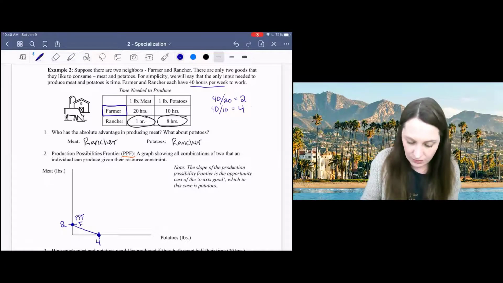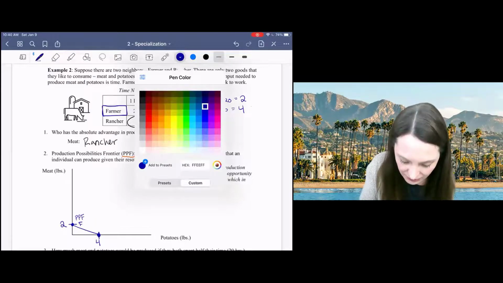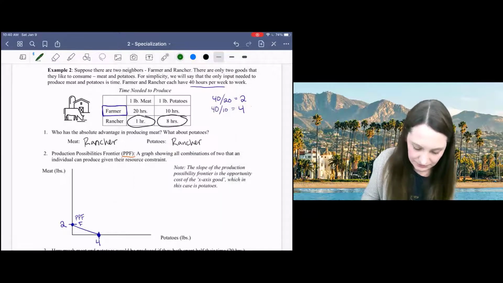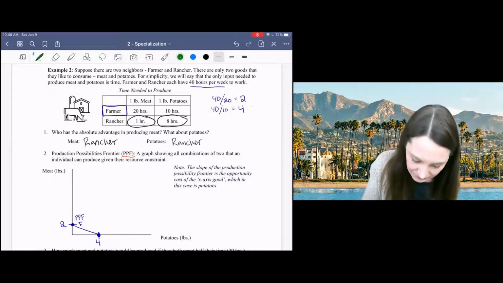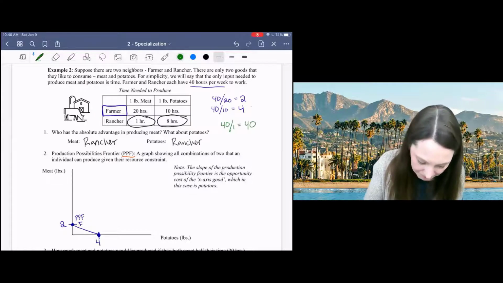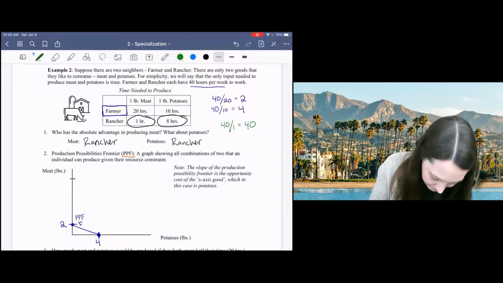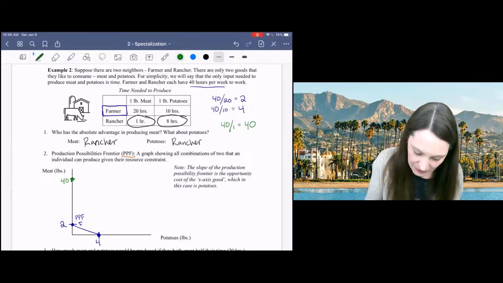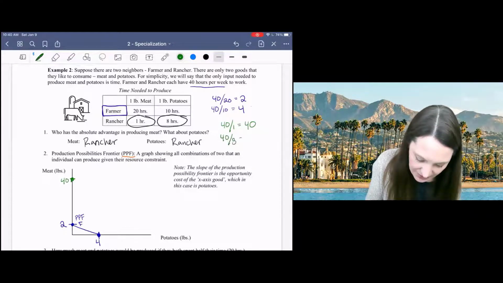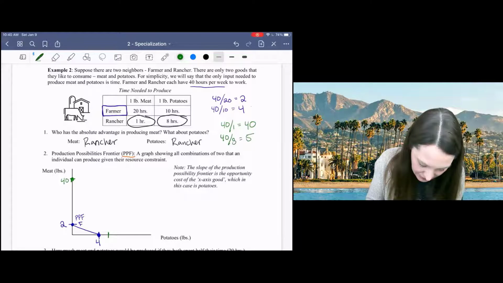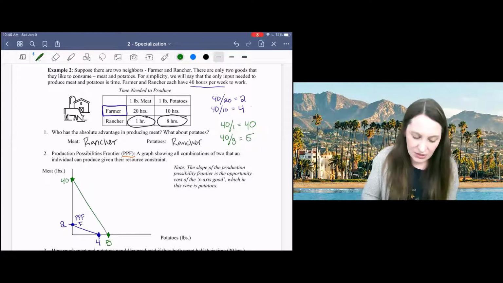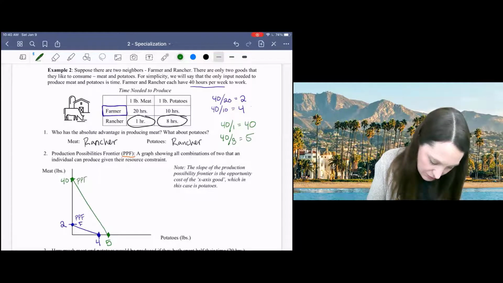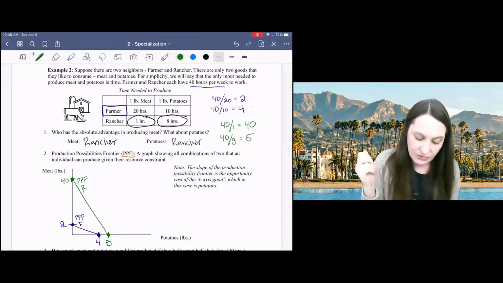And now we'll plot the production possibility frontier for the rancher. For the rancher, 40 hours spent producing meat would yield 40 pounds of meat, and no potatoes. 40 hours producing potatoes would yield 5 pounds of potatoes and no meat. And then, of course, we can connect those points to plot the rancher's production possibility frontier.